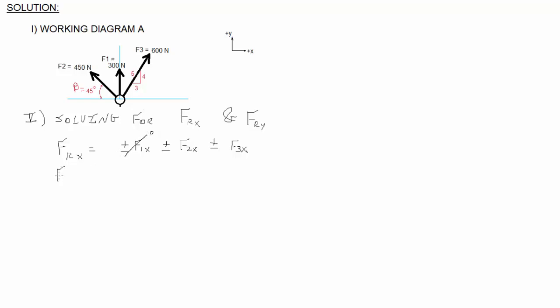On the next step then, we write algebraically what FRx is. So FRx equals F2x is a negative, F3x is a positive. So there's my equation solved for variables. Now I'll need to plug my numbers in. F2x was a negative 318.198. F3x was a positive 360.000. And that leaves me with an answer of FRx equals a positive 41.8020.